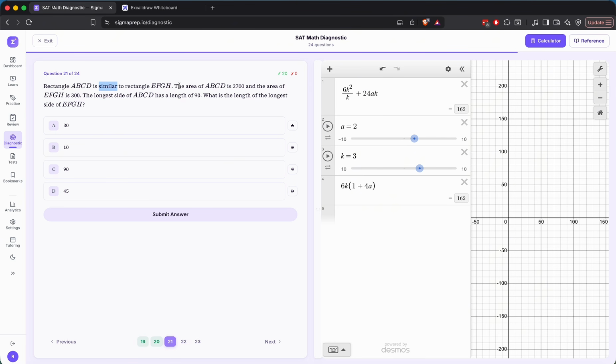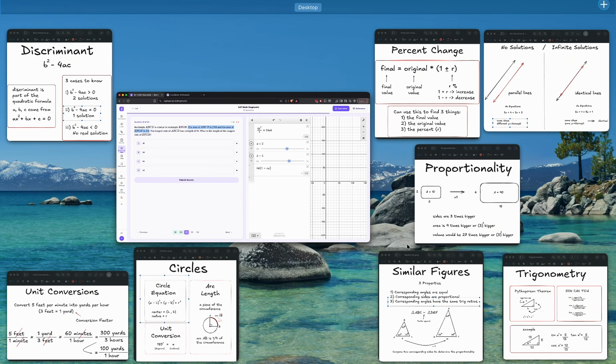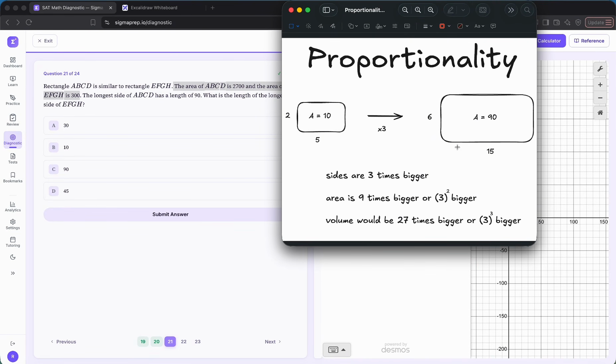But this one's about proportionality because it's talking about area. Area of ABCD is 2700 and area of EFGH is 300, so the area is 9 times bigger than this one. You've got to know this proportionality. They love this for a hard question. Here it is, it's in your geometry section. If your sides are 3 times bigger, oh, this is perfect. It has the same numbers as well. Check this out. We got rectangles. This is beautiful. If I have these 2 rectangles, let's say these dimensions are 2 and 5, and I triple the sides, 6 and 15, you see what happens to the area.